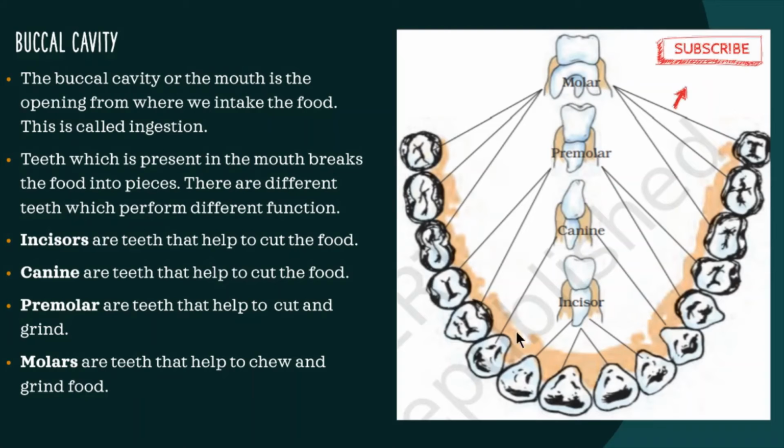You can see in this diagram the incisors, and you can also locate the canine, premolar, and molar teeth in your own buccal cavity, as given in the diagram. Incisors are teeth that help to cut the food, and canines again help to cut the food. Premolars help to cut and grind hard substances. Molars help to chew and grind food. In cows and other animals, there are more molars, so that they can chew the grass, as you see.